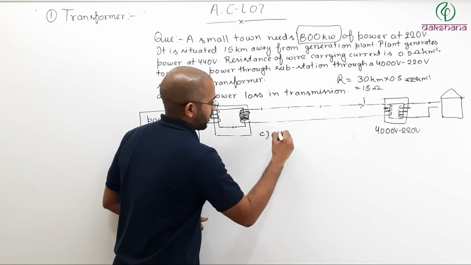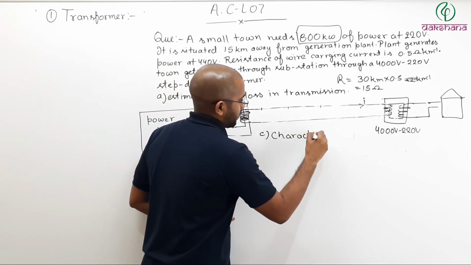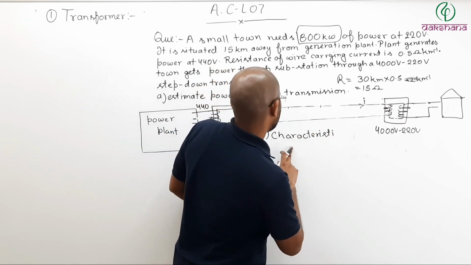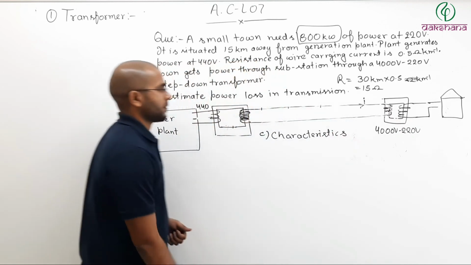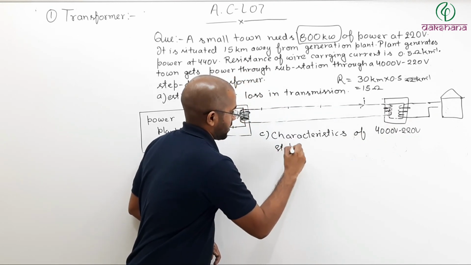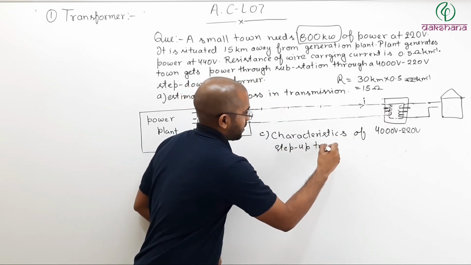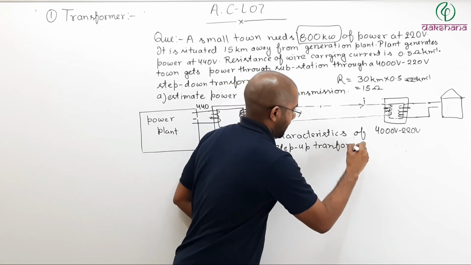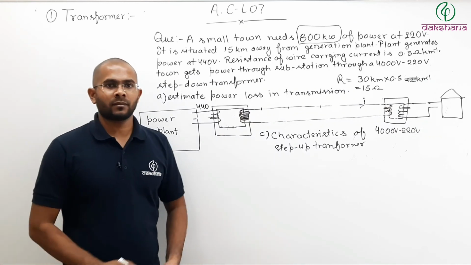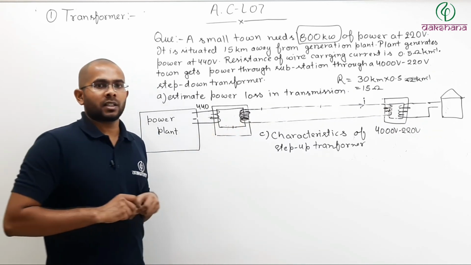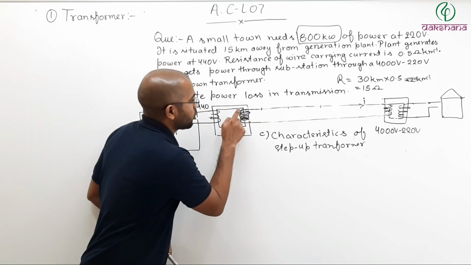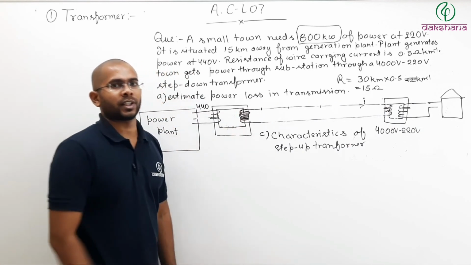Now the third question is, what are the characteristics of this step up transformer? Now what is the characteristic of this step up transformer? Meaning this step up transformer input is 440 volt. What is the output here? What is the output voltage?